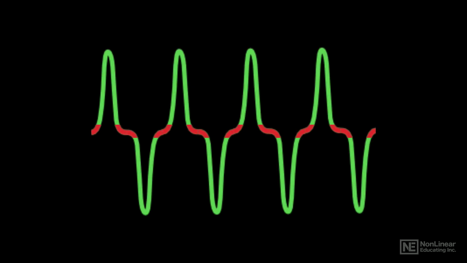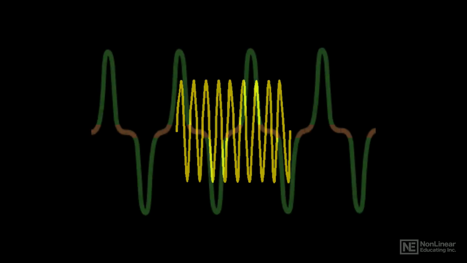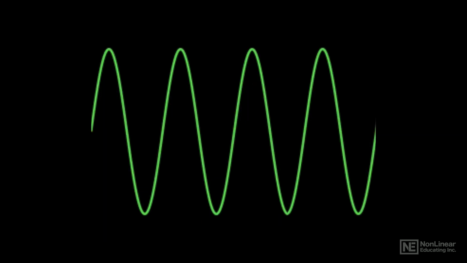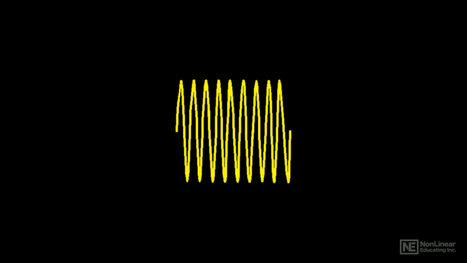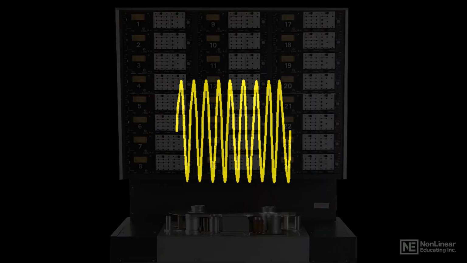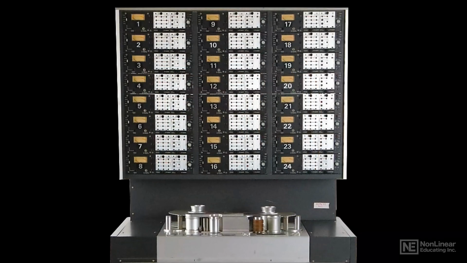The actual level of the bias signal applied is a trade-off. The optimum level for minimal distortion may cause the high frequency response to fall off, so the bias level is set for the best balance between those two considerations based on the tape speed and formulation in use. We'll see how to make this overbias setting when I cover the tape alignment procedure a little later in the course. Next up, a little more detail on the tape heads.